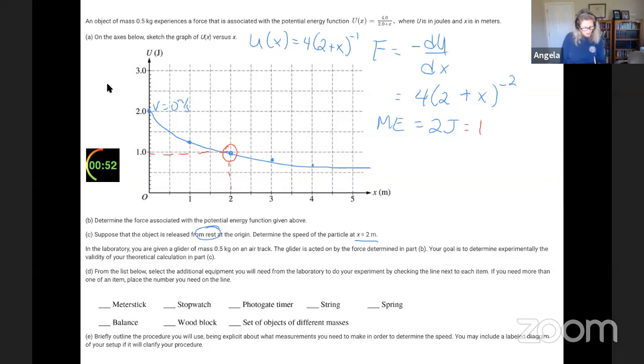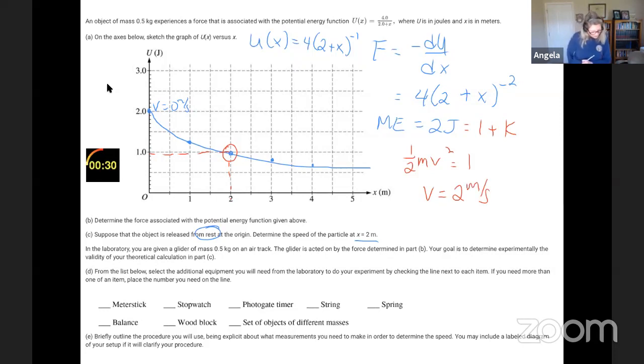So 1 joule plus how much kinetic? Well, if you do the math, it'd be 1 joule, right? So you say 1/2 mv squared equals 1, and the mass is 0.5. So if you take half of 0.5, you get a fourth. Put it on the other side. V squared is 4, so V is 2 meters per second.